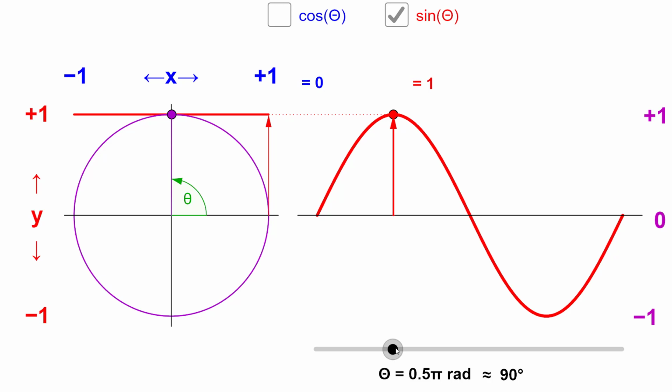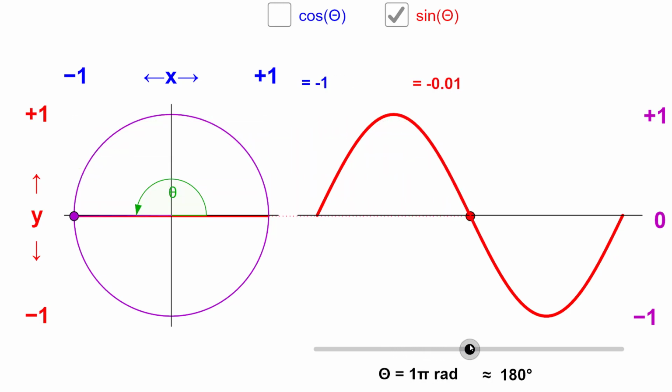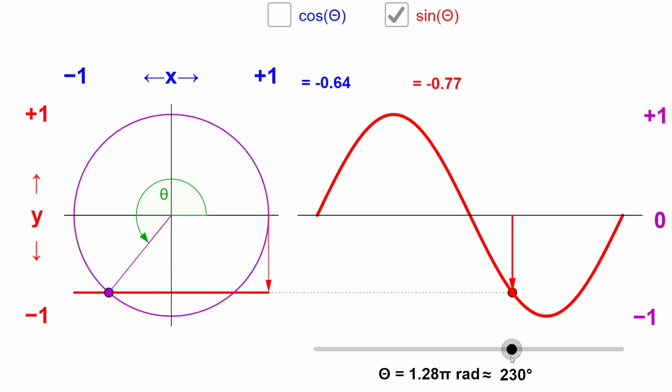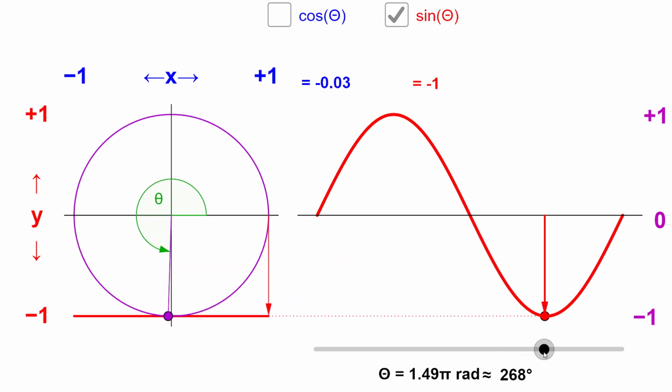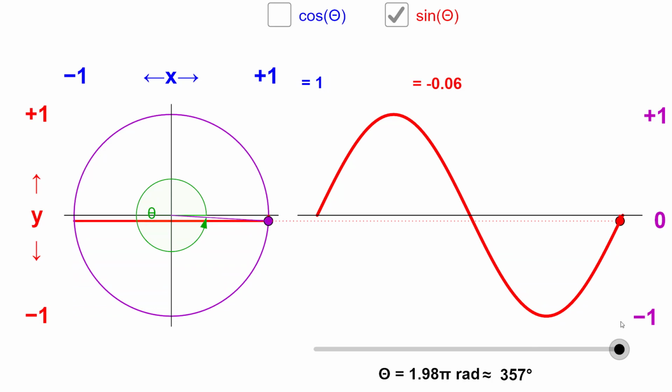And then between pi over 2 and pi, the sine function, which is y, comes down. So at pi, here we are, back at 0. We continue height-wise to go lower, all the way until 270 degrees, or 3 pi over 2. And then we continue onward back to 0 again.